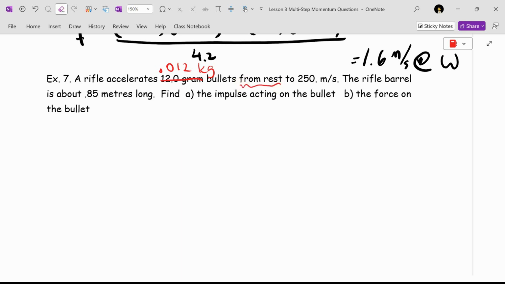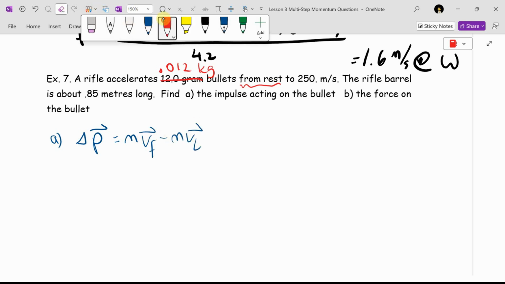Okay. From rest, you know what? I'd probably underline the phrase from rest to 250 meters per second. The rifle barrel is about 0.85 meters long. Cole, what's A asking me to find? So I'm definitely going to write that down. Am I going to use force times time or am I going to use m delta v? How do you know? It's actually because they gave me a final velocity, that's the key, because that gives me the delta v. They give me the mass no matter what. Okay, so I'm going to say it's m v final minus m v initial.